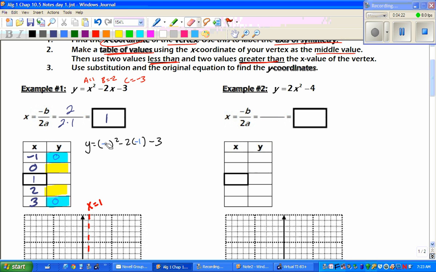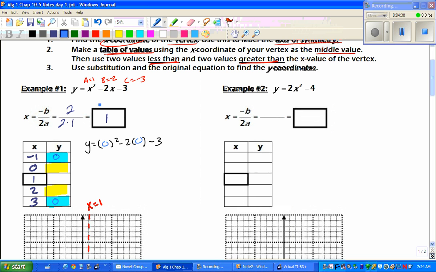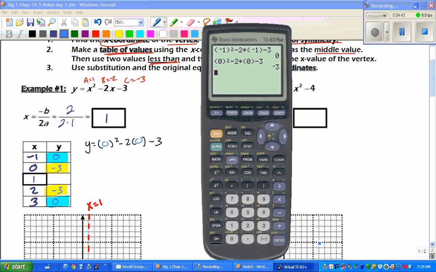Okay? So the next point we're going to plug in is 0. So we have 0 squared minus 2 times 0 minus 3. Okay, so we get negative 3, negative 3. And now the last point we're going to plug in is 1. So 1 squared minus 2 times 1 minus 3. And we get negative 4.